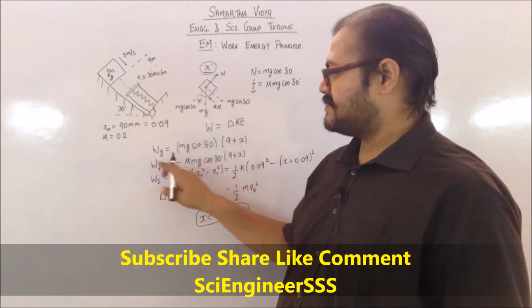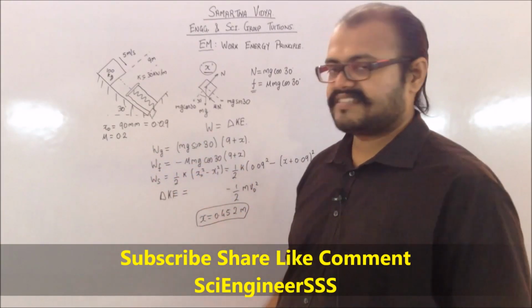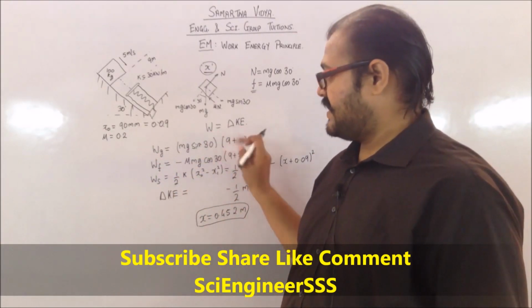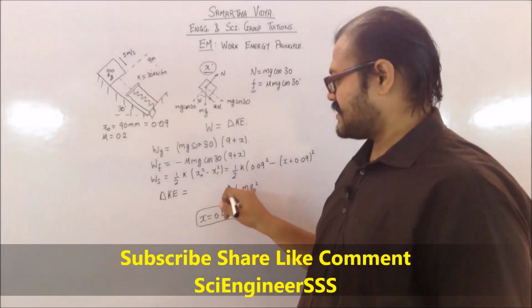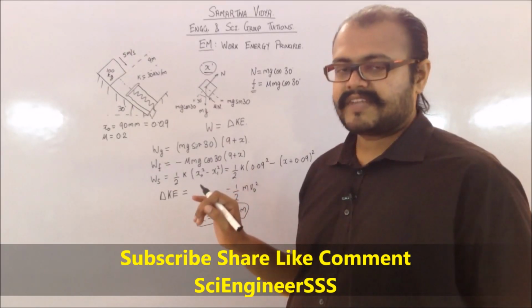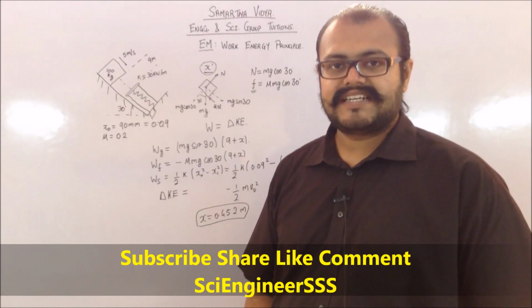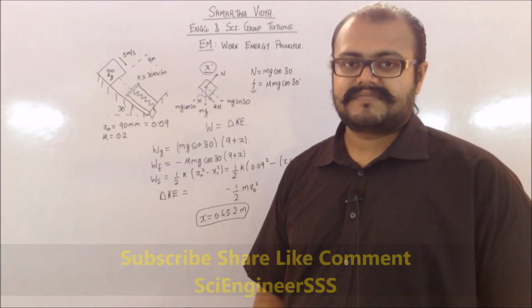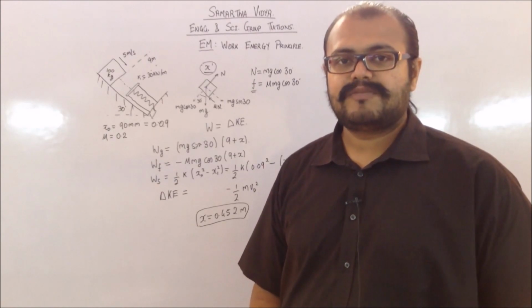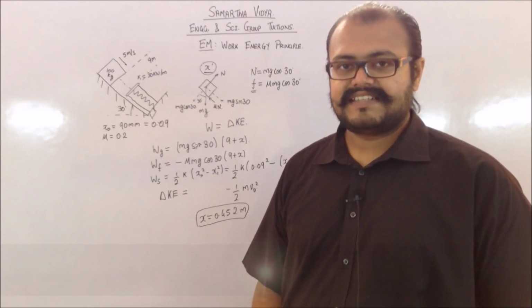So W is going to be Wg plus Wf plus Ws. That is going to be equal to delta KE, which is nothing but minus half m v0 square. You need to solve this in a very systematic manner and you will be getting the required answer for it. So this is how you will be solving your work energy principle related problem.